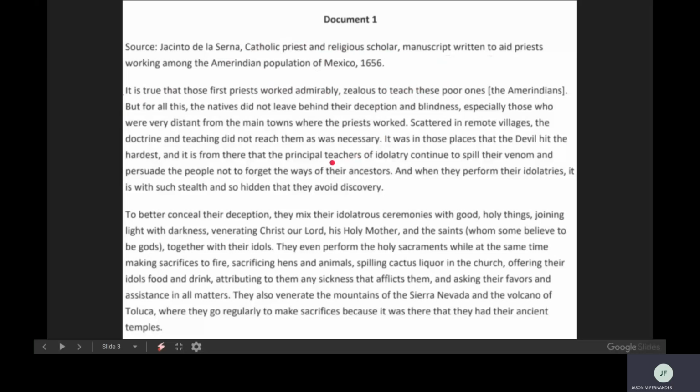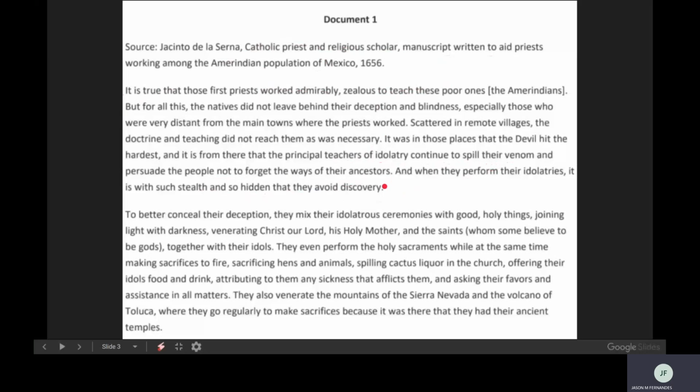You see them still practicing what he calls idolatry, right? He says they're spilling their venom, right? Persuading people not to forget the ways of their ancestors, right? But he does say they have to do this with stealth and they have to be hidden to avoid discovery, right? And that's interesting. So keep that in the back of your head too, because that's something that's going to come up again.